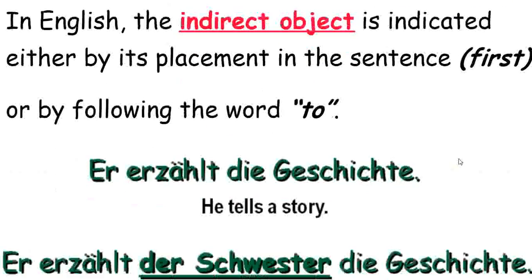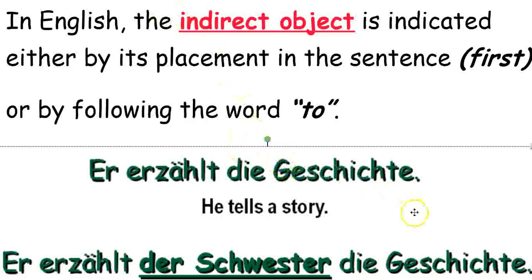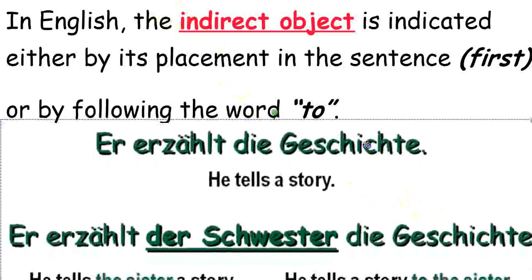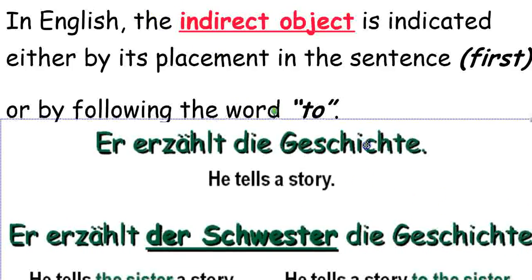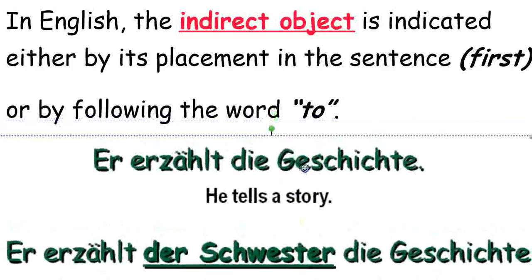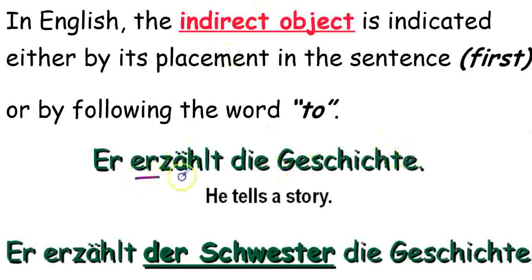Let's take a look at it as it might be used in English. So, here we have this idea of saying something is to. So if I say here, he tells a story. He tells a story to the sister. That is the indirect object. So he tells a story does not have an indirect object.